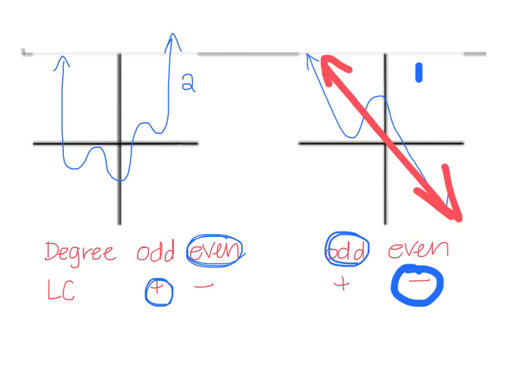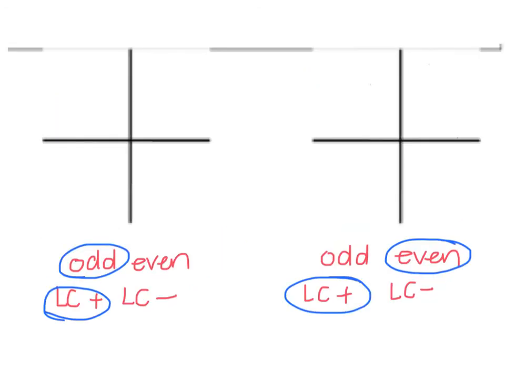On the last two graphs of your notes, I would like you to try to draw a graph of the first one that is odd with a leading coefficient of positive, and a second one that's even with also a leading coefficient that's positive.